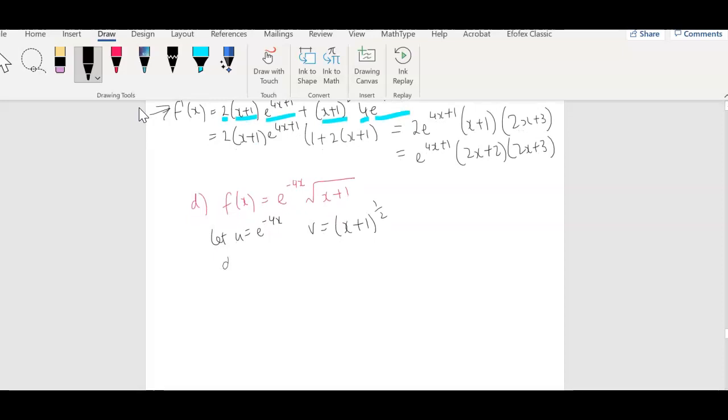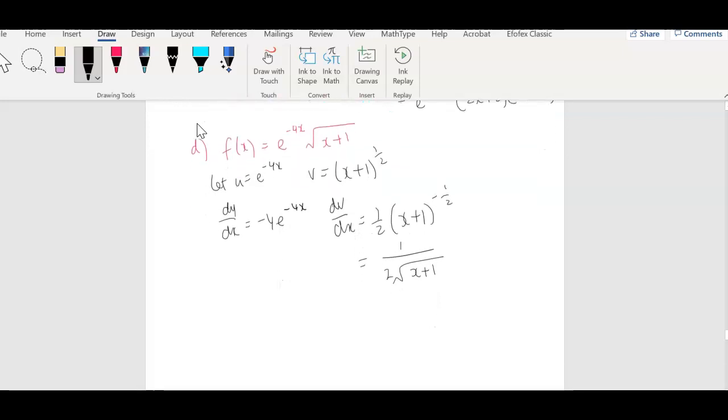So du dx becomes negative 4e to the negative 4x, and dv dx becomes, now you'd use the chain rule and you'll get this. Oops, that's a half. Does that even look like a half? Maybe I'll rub that out and try again. Which is the same as 1 over 2 root x plus 1. All right, and du dx becomes, what is that going to become? Negative 4 over e to the 4x.